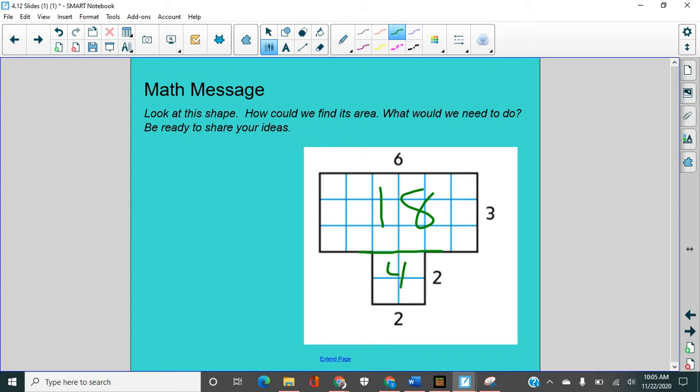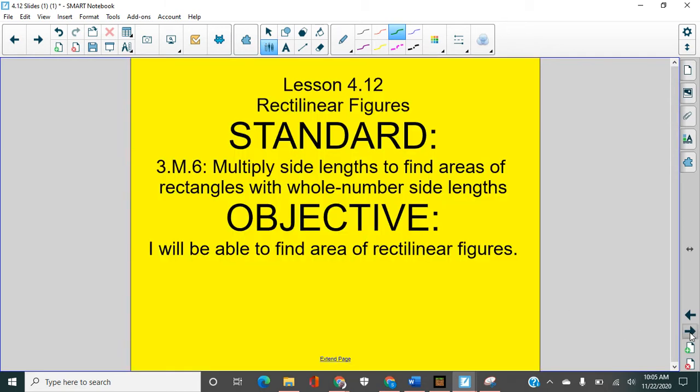This is just another idea for you as you're thinking through area. So now I need to add these up, right? Because I want to know the total. 18 plus 4 gives me 22 units squared. Okay, so this is another strategy, and we're learning this strategy today as we work on this standard.